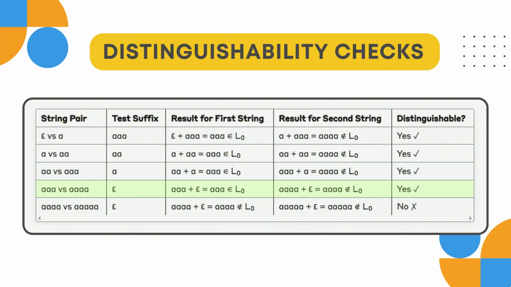Next, row 4 compares AAA and A to the 4th with the empty suffix, so one results in an output which is in L sub 0, and the other is not in L sub 0. Once again, different outcomes mean they are distinguishable. Finally, in row 5, we compare A to the 4th and A to the 5th using the empty string as the suffix. Both outputs are not in L sub 0. Then, they are not distinguishable.